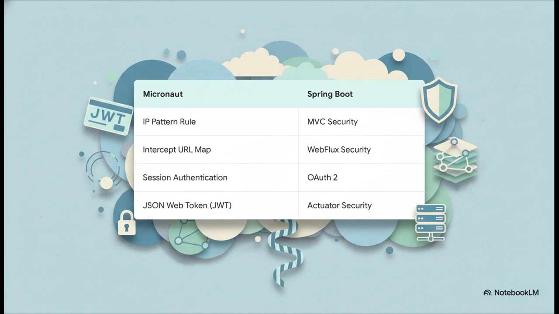Now, when it comes to security, both are total pros, right? But they do go about it a little differently. Micronaut, for instance, gives you built-in support for modern things like JSON Web Tokens, or JWT, from the get-go. Spring Boot really flexes the power of its massive, mature ecosystem, with modules like WebFlux Security and some seriously deep OAuth 2 support. Honestly, the best choice here often just comes down to what your team already knows.